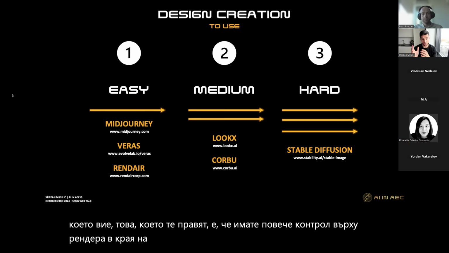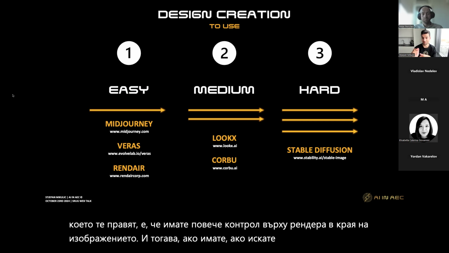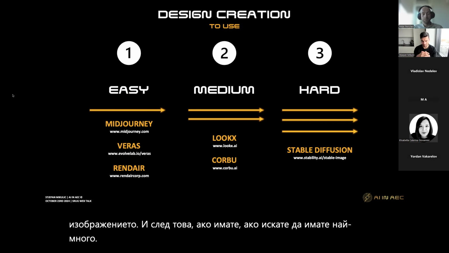And then if you want to have the most control, I would say maybe even the best option, but definitely the hardest option to implement, is Stable Diffusion. Stable Diffusion is a free open source piece of software for AI image generation. But why is it not used that much? Because we are architects and engineers, we are not programmers. You really need to have technical expertise to know how to install this, how to use it, how to tweak it, and so on.